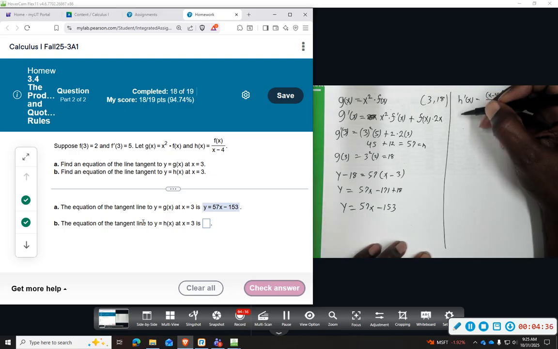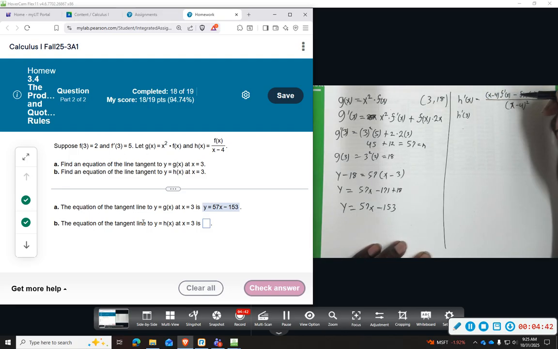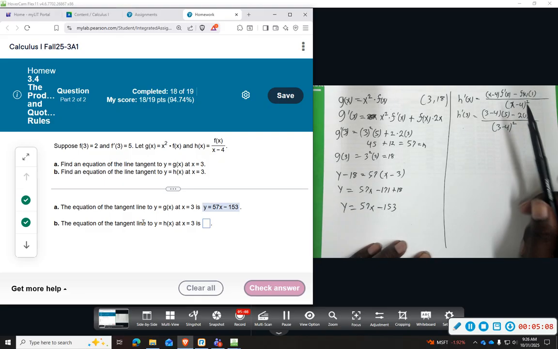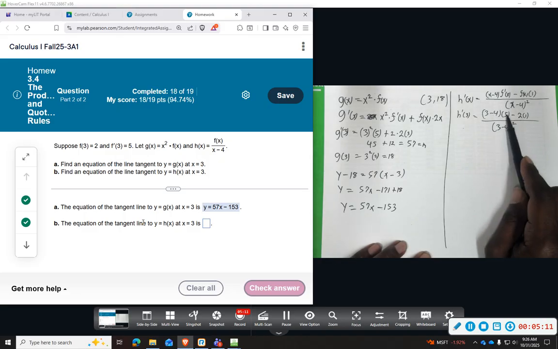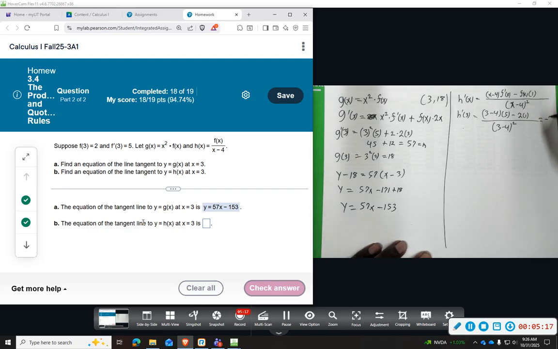And we are going to plug in 3 to find the slope. So we have 3 minus 4. f prime of 3 will be 5 minus f of 3, which is 2, times 1 is 2, and then over 3 minus 4 squared. So that'll just be 1. So whatever we get on the top. So this gives us negative 1 times 5, negative 5. Negative 5 minus 2, negative 7, divided by 1, negative 7.